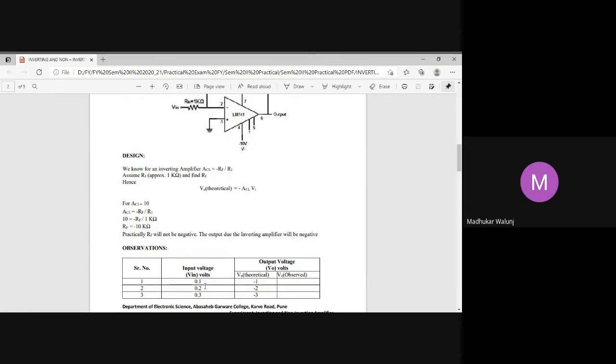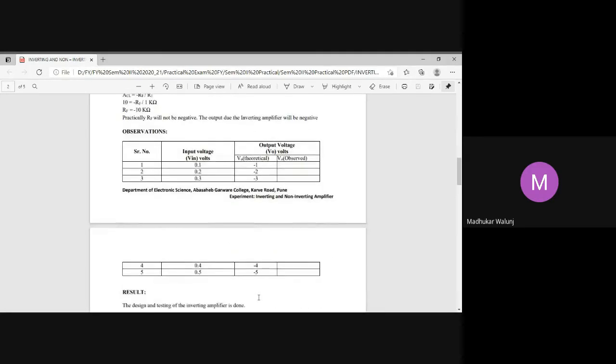If we take 0.2 volt and multiply it by 10, what will be the theoretical value? Minus 2. If we take 0.3 volt, multiplied by minus 10 becomes minus 3. For 0.4, multiplied by minus 10 becomes minus 4, 0.5 multiplied by minus 10 becomes minus 5, and so on.